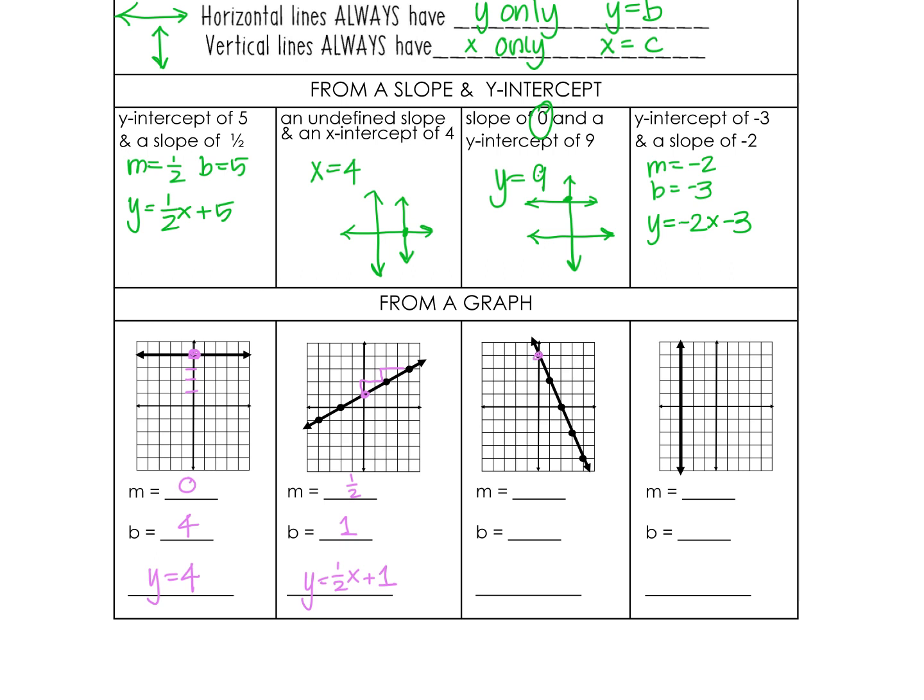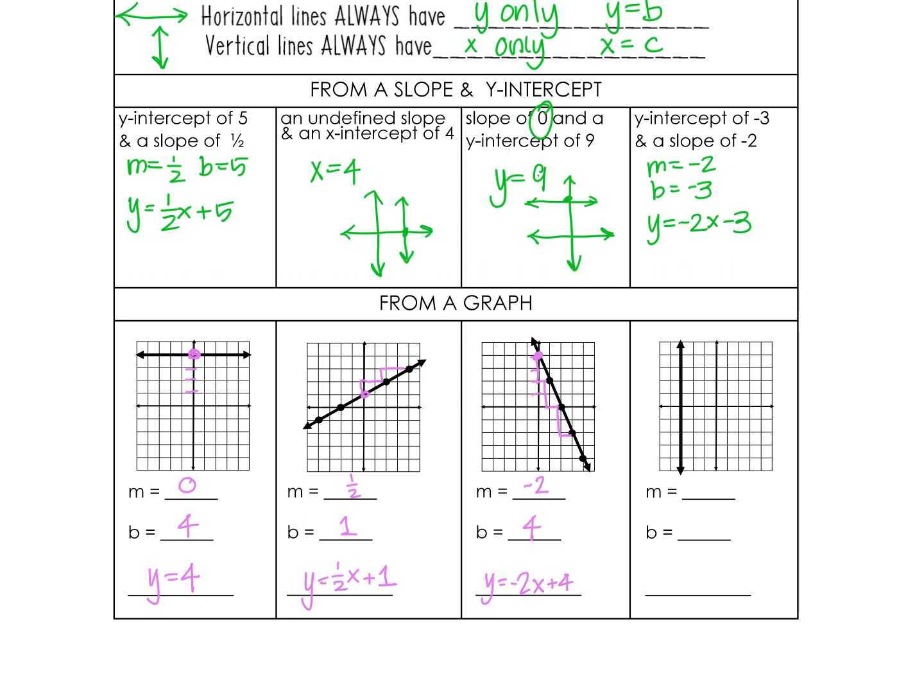The next case, I have a y-intercept that's also positive, 1, 2, 3, 4. And I'm going down 2, right 1, down 2, right 1, down 2, right 1. So my slope is -2. When I plug that in, I've got y equals -2x plus 4.